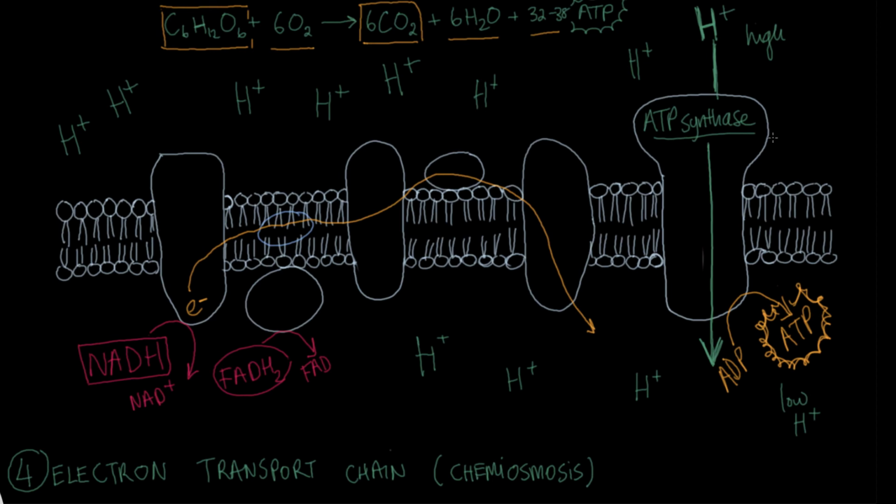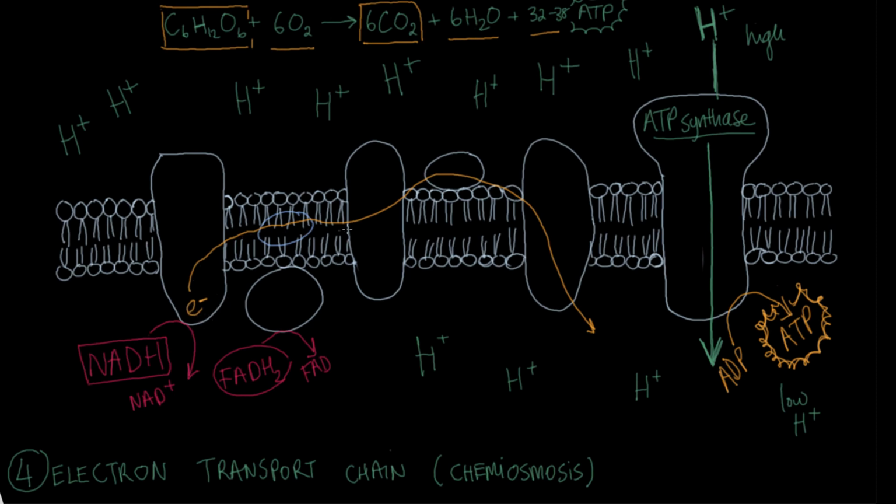But how do we create this high concentration of protons up here? So to move molecules or ions from a low to a high concentration is like pushing a rock up a hill. It's active transport. You need energy. Where does that energy come from? It comes from our electrons here.